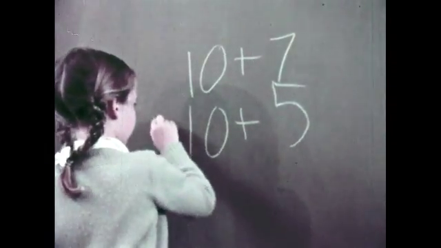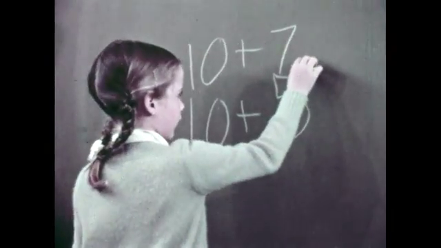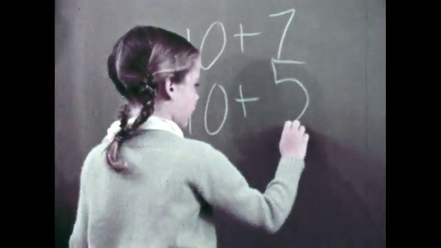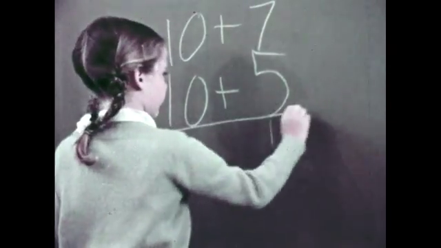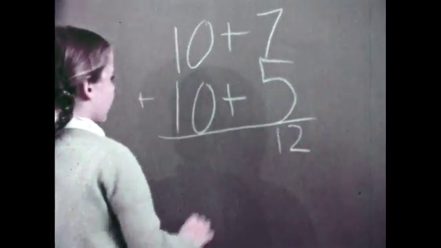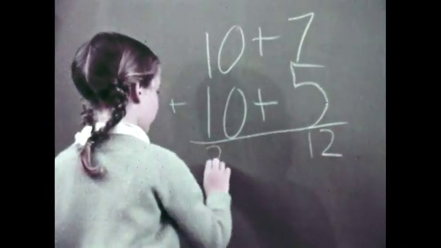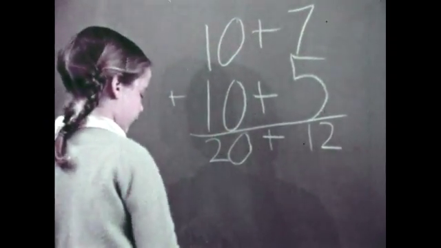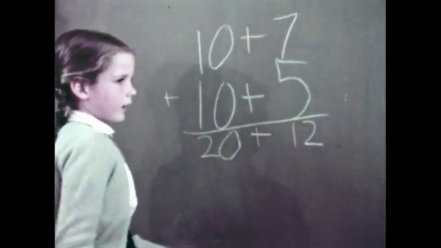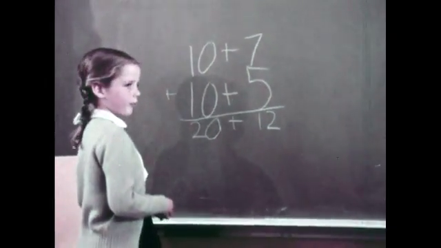Add the ones together. This is 12. Can you separate that somehow to show me that's separate? I see. All right. And then add the tens together, and that's 20. Let's see. You have 20 plus 12. What is the 12 really? 10 plus 2.